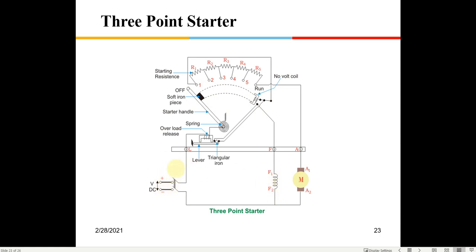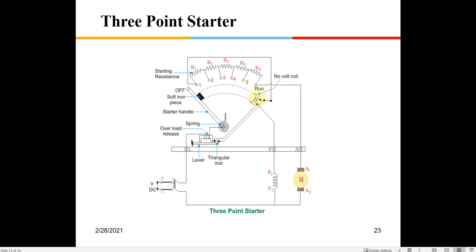as long as there is a voltage applied here, this relay will be energized and it will keep this bar at this position. The moment you cut off this power supply, this coil will get de-energized and it will release this rod. So this rod will come back to its original position out here, and it will again be ready for the next start. So that is why this is known as the no voltage coil.